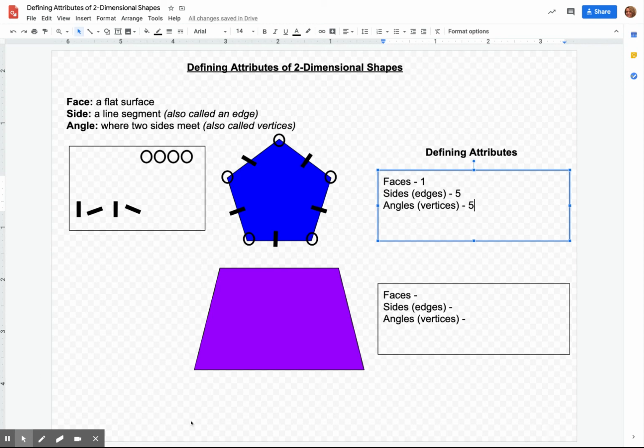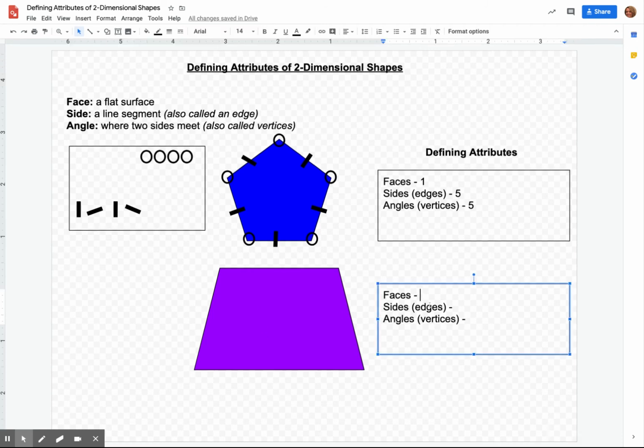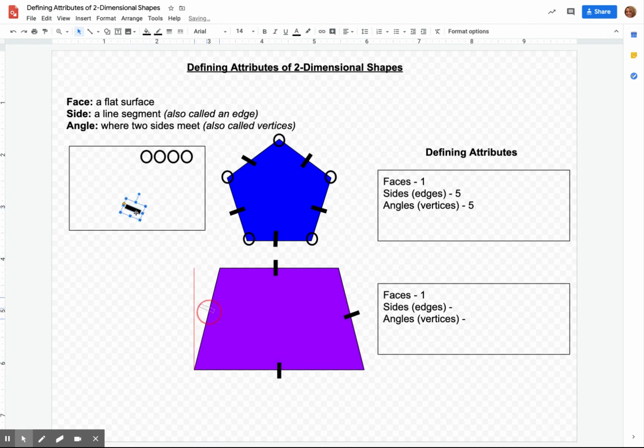Okay, let's look at our next shape. So this shape has how many faces? There's only one face on this shape, so I'm going to put 1 next to faces. Then we want to count our sides or edges, and again, I'm going to mark these as I count them. 1, 2, 3, 4. So this shape has 4 sides or 4 edges.